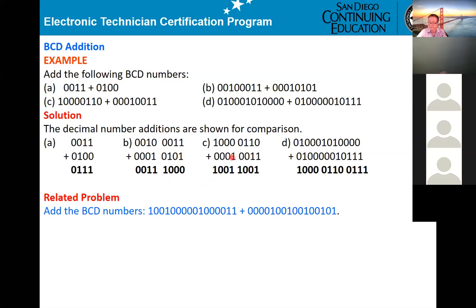Okay, C. 0 adding 1, you get 1. 1 adding 1, 0. Carry 1. 1 adding to 1, you get 0. 0 adding 0, you get 0. Carry 1. 1 adding 0, you get 1. 1 adding to 0, you get 1. Okay? 86 and 13. Yeah, basically you get 99.